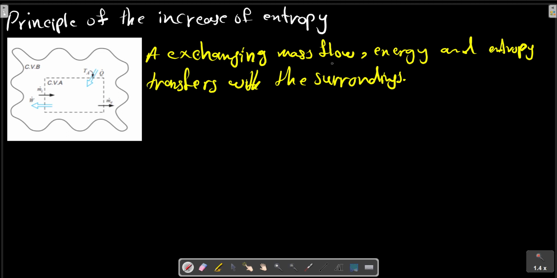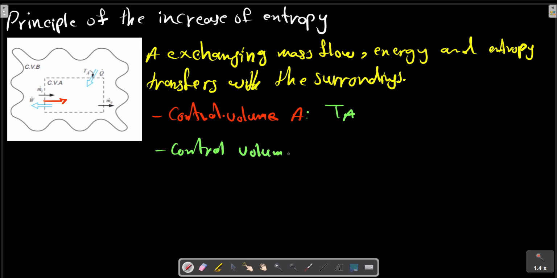Precisely where the heat transfer enters control volume A, we have a temperature TA for control volume A. For control volume B, the temperature equals the ambient temperature far away from the control volume.